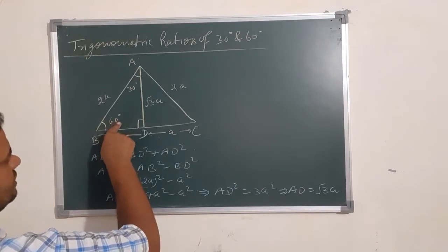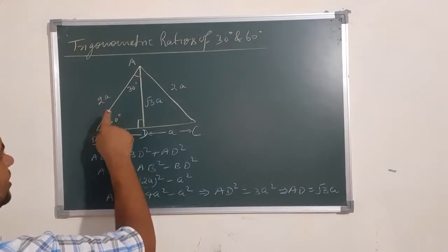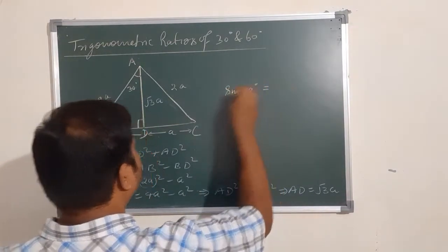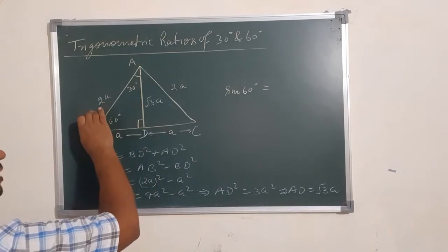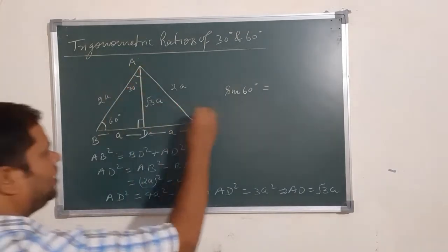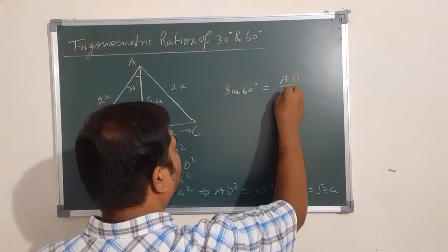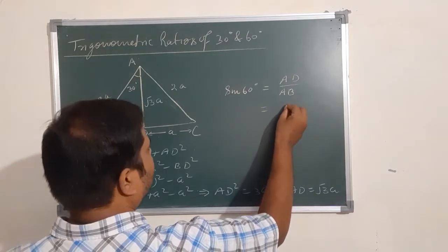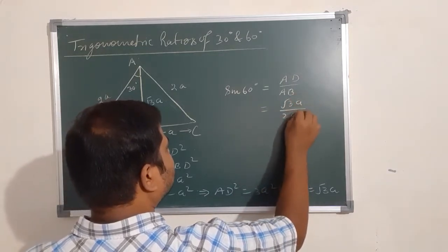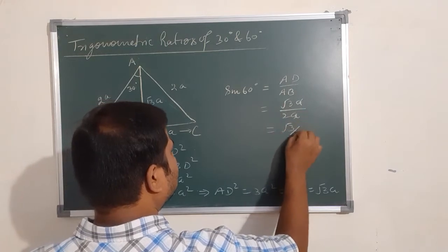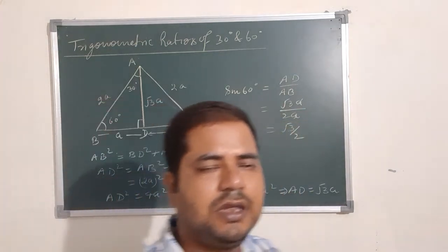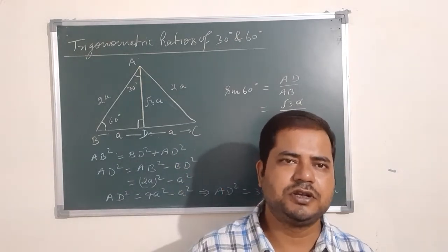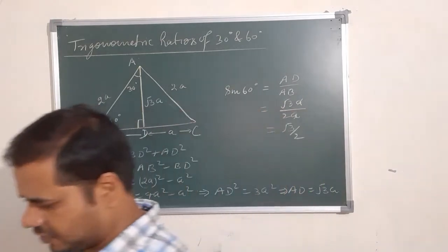When we want to find trigonometric ratios of 60 degree, then we consider this angle. So sine 60 is what? For this, the perpendicular is this and the hypotenuse is this. Then AD upon AB. AD is root 3A, AB is 2A, so root 3A divided by 2A. A cancels, so this is root 3 by 2. Similarly, cos 60, tan 60 and other trigonometric ratios we have to find from here. So first of all you note it down.